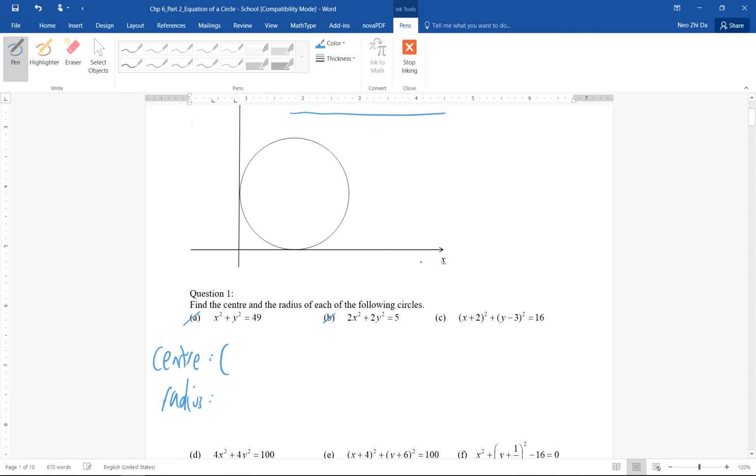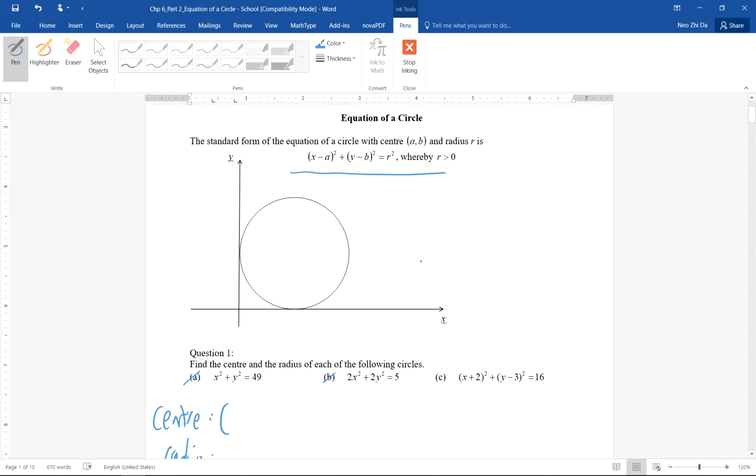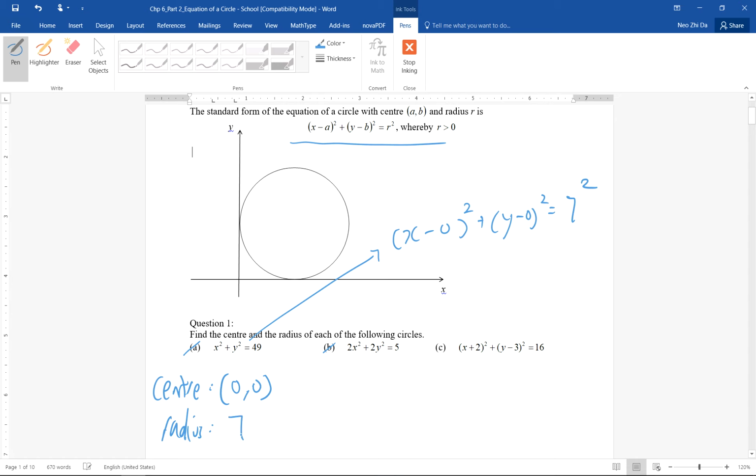Okay, this is the equation of circle, right? x minus something, and then something is your center. So x is basically x minus 0. So your center coordinate is 0, 0. y minus 0 is still y. What is it? Okay, let me show you. It can be written in this way. 49 is 7 squared, agree? So your radius is 7.